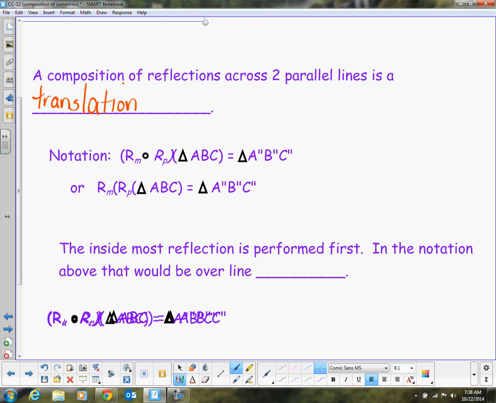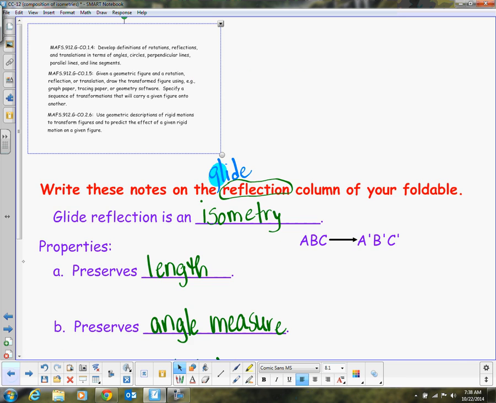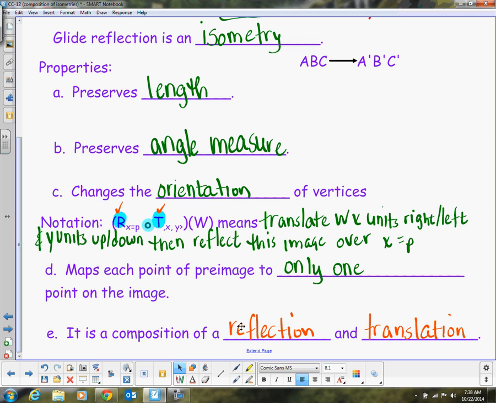Oh, wow, look what I did. I got everything all smushed up. I don't know why I had that twice. E on the foldable is a composition of reflection and translation.